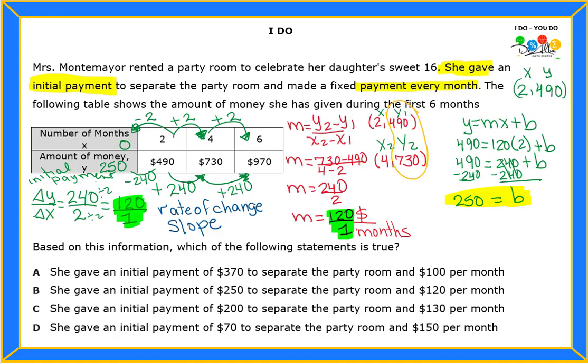Okay, so let's look at the answer choices. Which answer choice is the one that tells you that she will pay $120 per month, and that she's already given an initial payment of $250? So everything seems the same on initial payment, but the one that says 250 is right here, and 120 per month. So my answer will be letter B for that one.